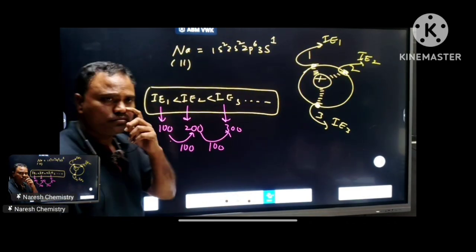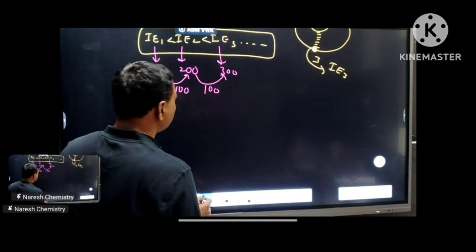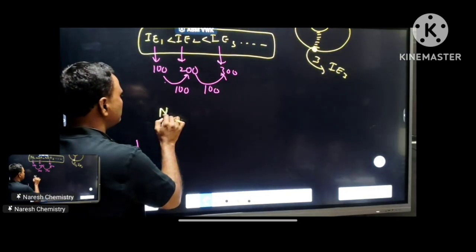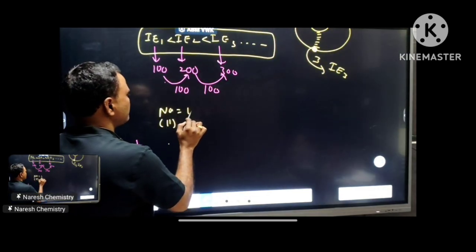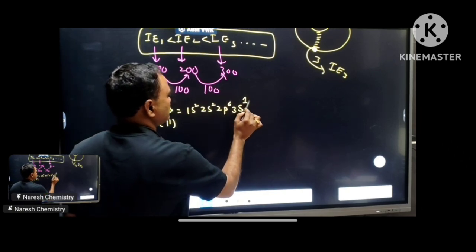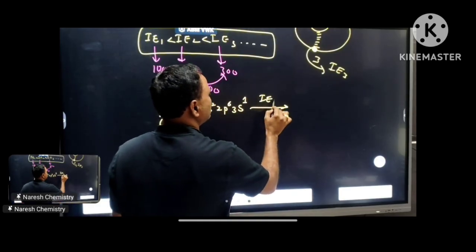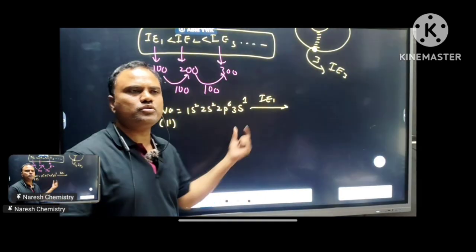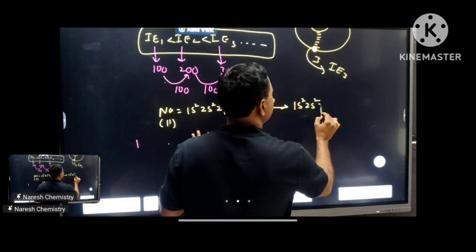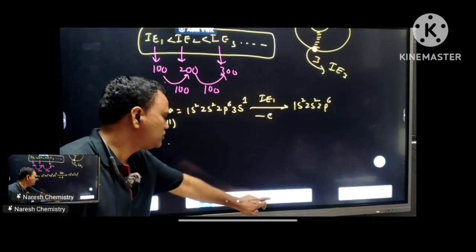Once look at this. We took sodium. Online students, are you getting it? IE1, the amount of energy required to remove the first electron. So we are removing the first electron from 1s2, 2s2, 2p6, 3s1. See, one electron is removed.